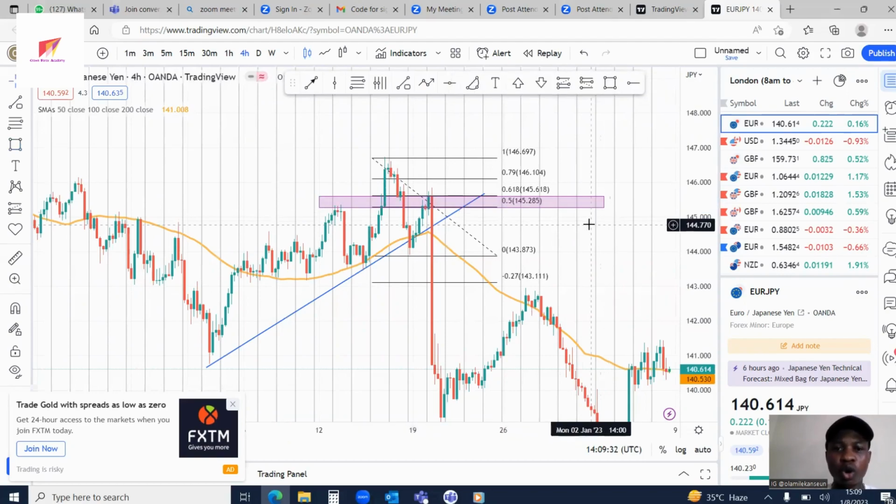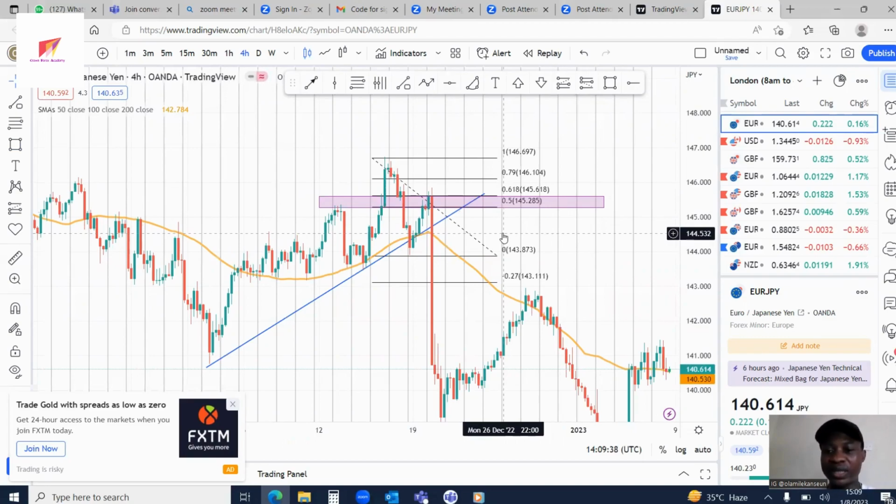Allow the market to come to this zone, right? And the zone I was watching out for is 0.5 and 0.618. That is my number one secret when using Fibonacci retracement and extension. So I wait for the market.